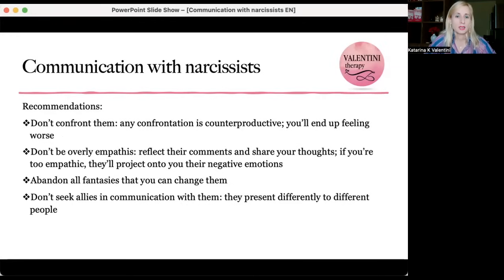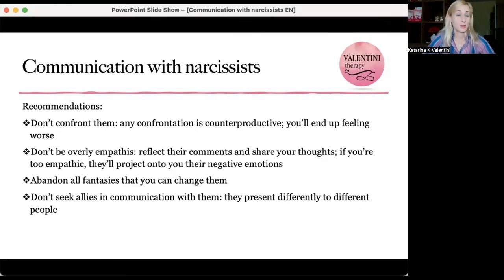Don't be overly empathic. There's a typo. You can reflect their comments. You can share your thoughts, because that's how you will demonstrate to them that you're listening, that you understand them. But don't be too empathic, because if you're too empathic, then you become emotionally too vulnerable and open. And whenever that happens, you become an easy target for all of the projections and manipulation.